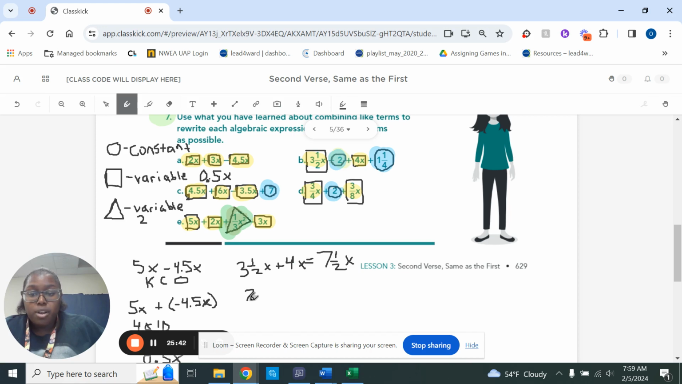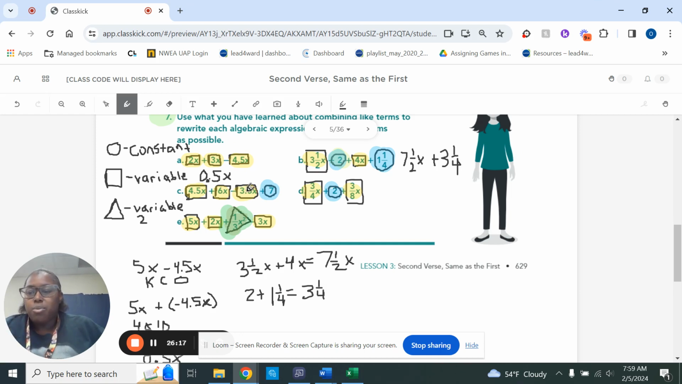Same for whole numbers. We have 2 plus 1/4. Combine the whole numbers together and then combine the fractions. This is 2 plus 1, which is 3. And then there is no other fraction besides the 1/4, so put it at the end, and we get 3 1/4. So this one is 7 1/2 x plus 3 1/4.